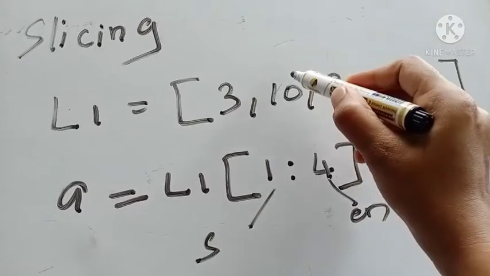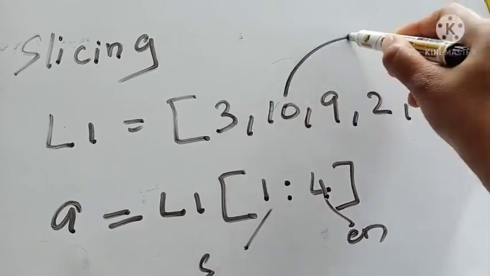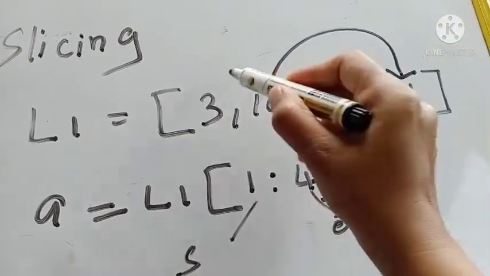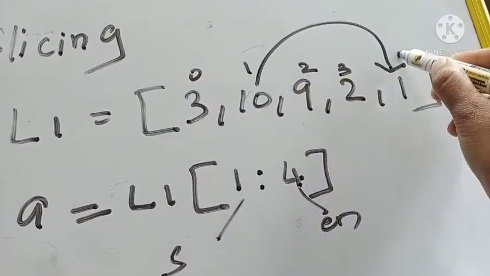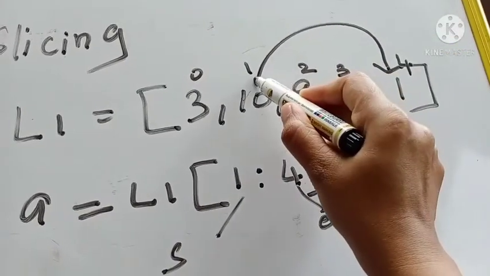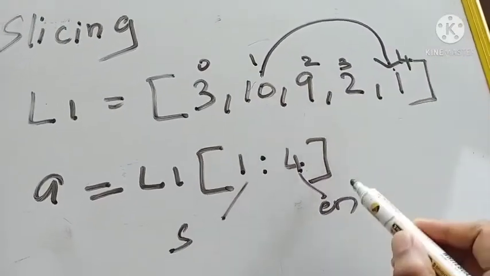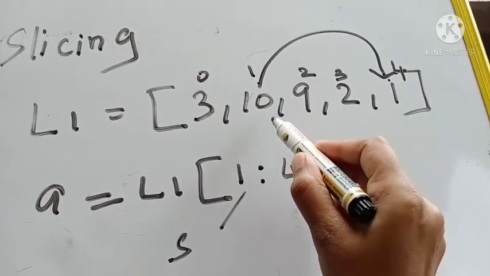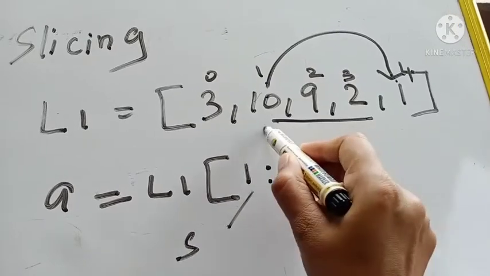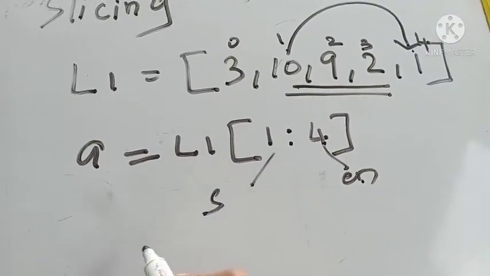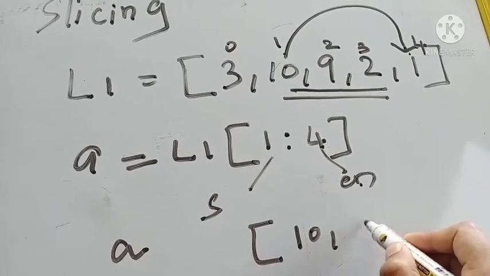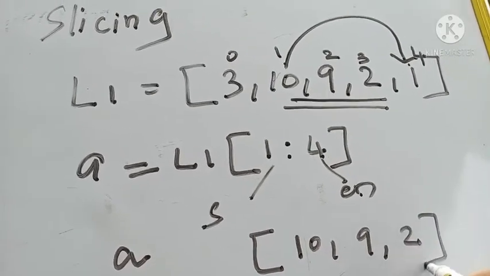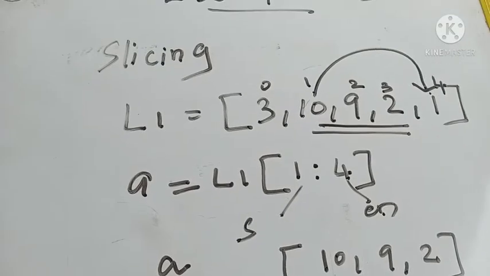So it should start from here. This is the 1th position, right? And you have to end here, because 0 1 2 3 4. So starting from 1 and ending with the 4, and remember 4 is not included. So what can be the sequence of this? Answer is nothing but, if you are trying to print A, you can see the output is nothing but 10 9 2. So this is the slicing operation.